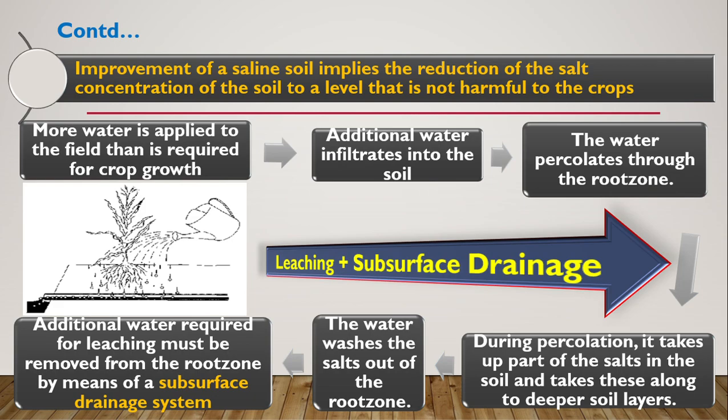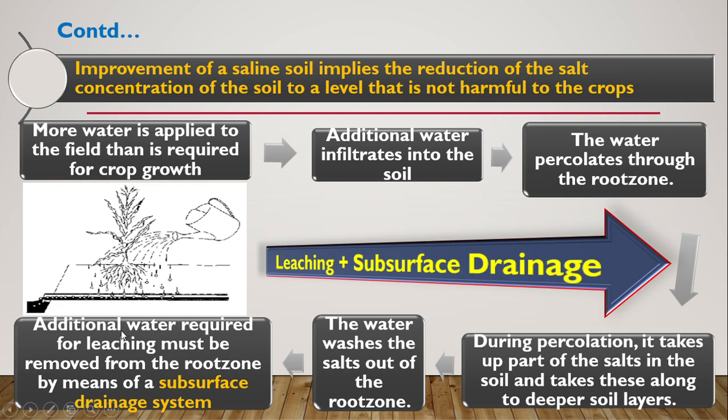And the important method which we have discussed for removing the salt content is leaching. So what is leaching? Leaching means we are providing excess water for removing the salt content of the soil. More water is applied to the field than is required by the crop. The additional water will infiltrate into the soil and percolate through the root zone, and during percolation, the water will take up all the salts in this area and move down below the root zone.